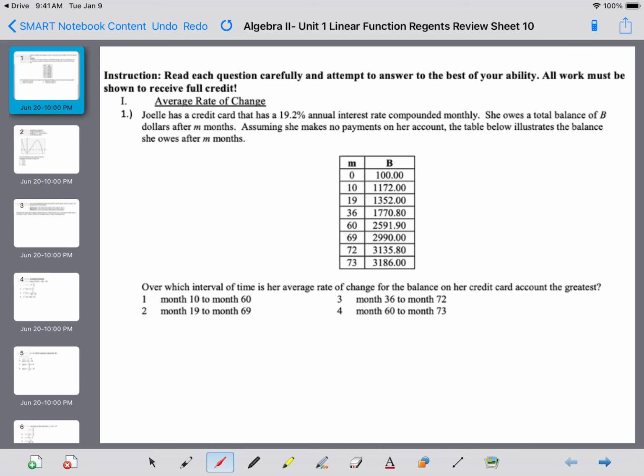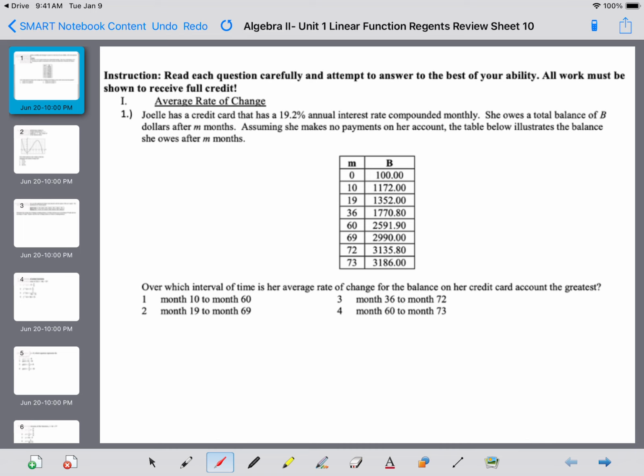Hello, this video will be reviewing Regents questions from Unit 1, Linear Functions. As I go into each different section, that is a different standard that the Regents could test you on related to Unit 1.